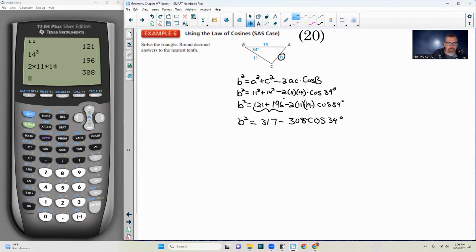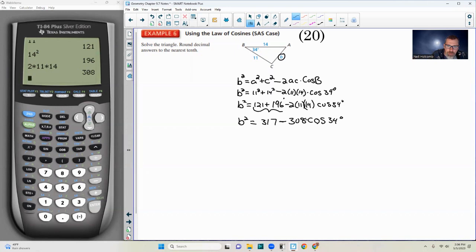Okay, so 317, multiply these, get that. Now be careful. Remember order of operations. PEMDAS says to do parentheses first, there aren't any. Exponents, there aren't any.